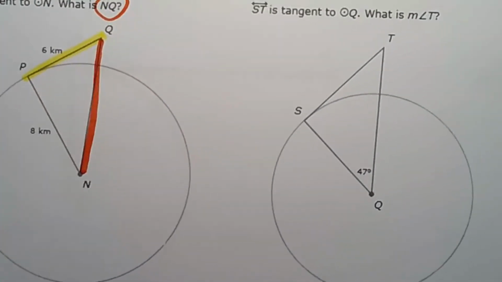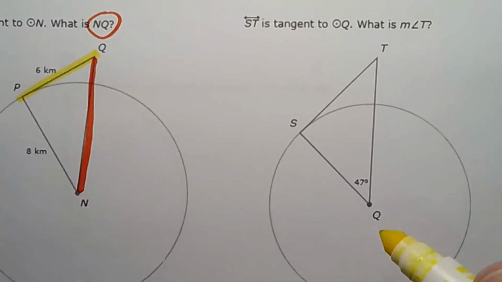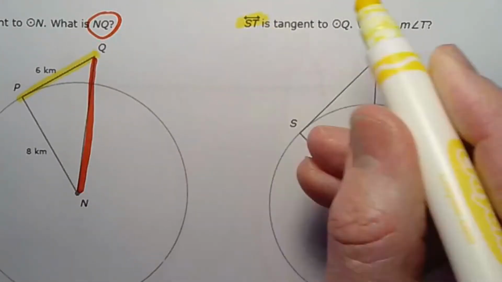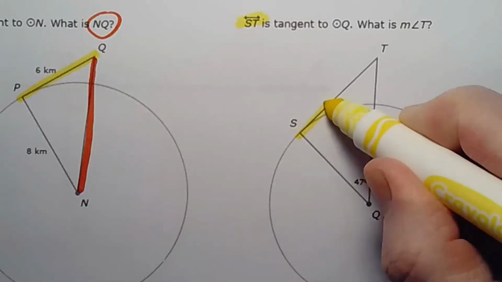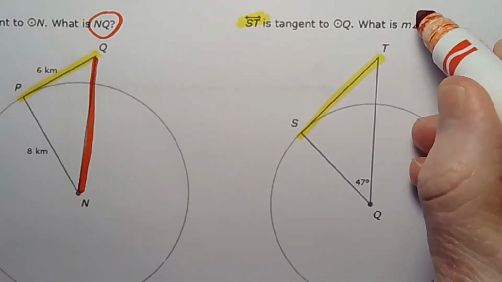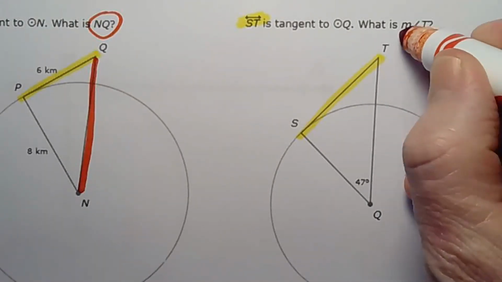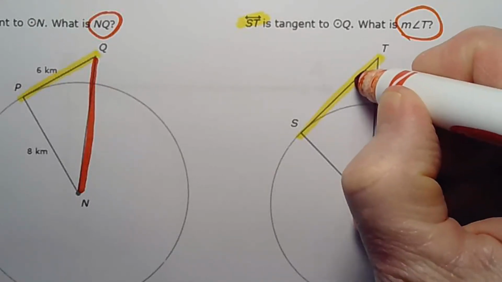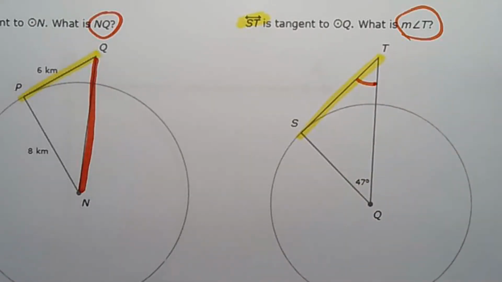The other kind of problems we're going to be doing is problems like this. Again, we've got a line here, ST, tangent to this circle. This time we've got circle Q here, but we're now trying to find the measure of angle T. In other words, what's the size of that? How many degrees is that? So sometimes we're finding lengths, sometimes we're going to be finding angles.